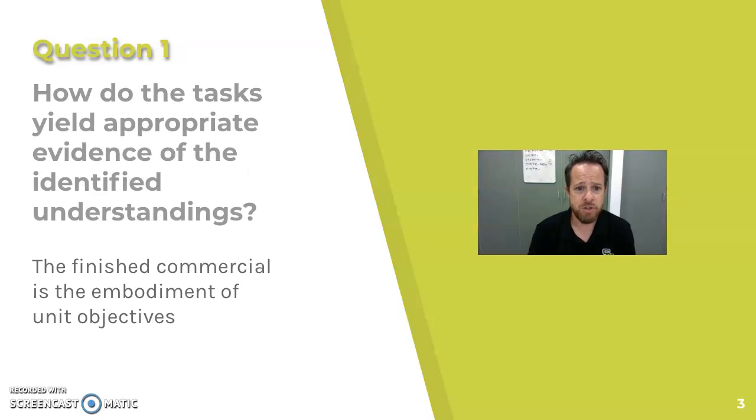How do the tasks yield appropriate evidence of the identified understandings? For one, the finished commercial is the embodiment of the unit objectives: identifying the techniques, and actually using them, not just identifying them, but applying them. So it's not just a simple quiz where they answer the questions. They're actually doing something with the information. They identify the target audience. They link the technique to the target audience, especially in that video. And it's also the brainstorming, planning, filming, and editing that they do for all of their videos.